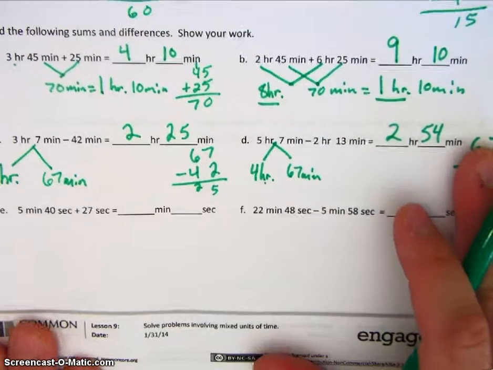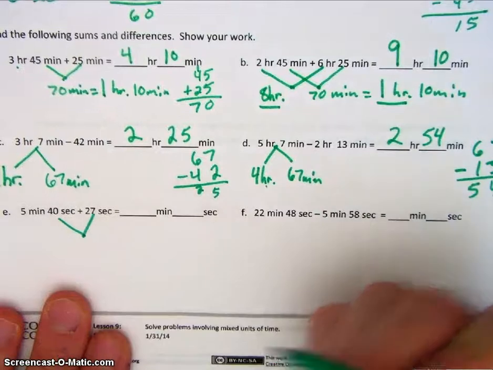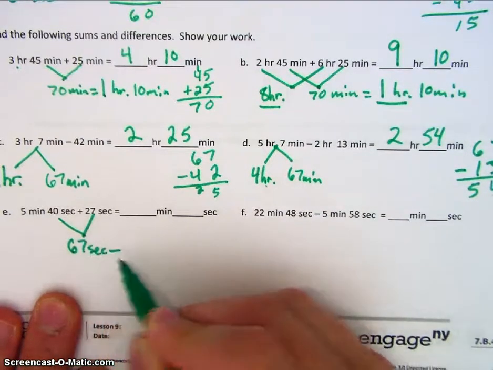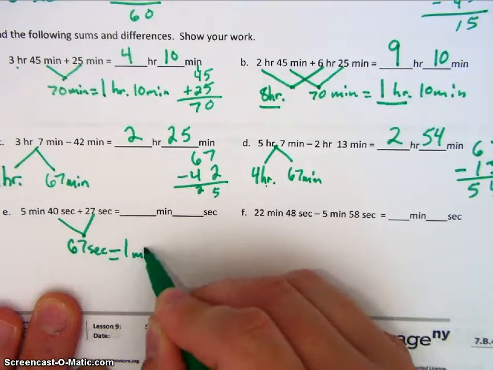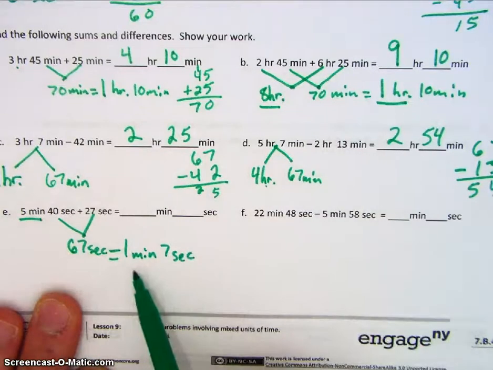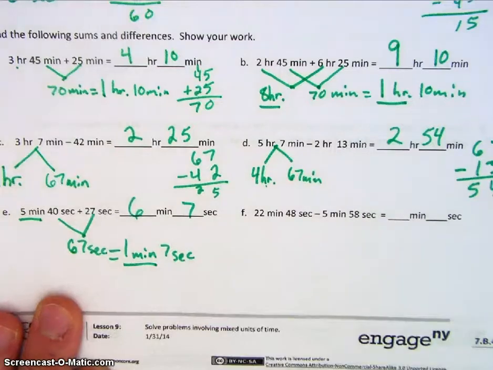Okay. Bottom row now we're going to add up our seconds. So 40 plus 27 gets us 67 seconds, or 1 minute, 7 seconds. Okay, so now we have 5 minutes plus 1 minute, 6 minutes, and then we have our 7 more seconds.